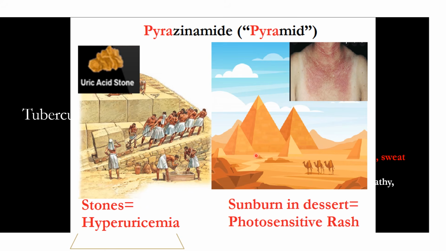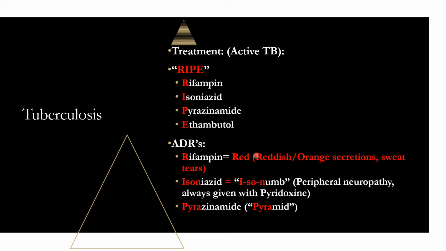So as soon as you think of pyrazinamide, think of pyramids being built by stone, hyperuricemia, and then you think of sunburn because they're in the hot desert, and that is your photosensitive rash. So those are the two side effects you should know. Pyrazinamide is going to be your hyperuricemia and your photosensitive rash.